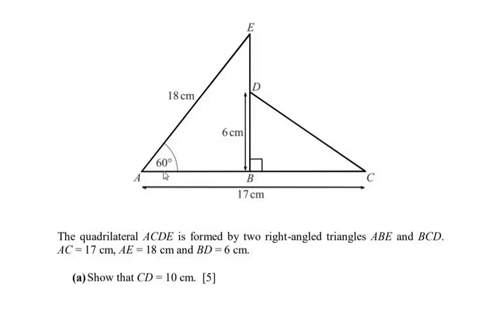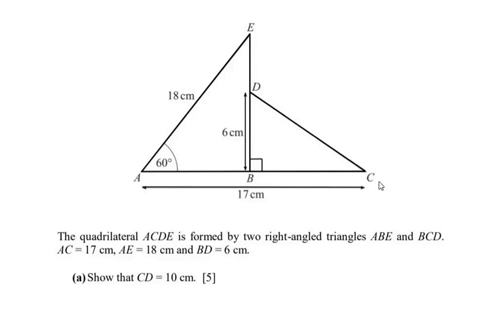The quadrilateral ACDE is formed by two right-angled triangles ABE and BCD. The length of AC is equal to 17 cm. AE is given as 18 cm. The length of BD is equal to 6 cm. The first question is, show that the length of CD is 10 cm.